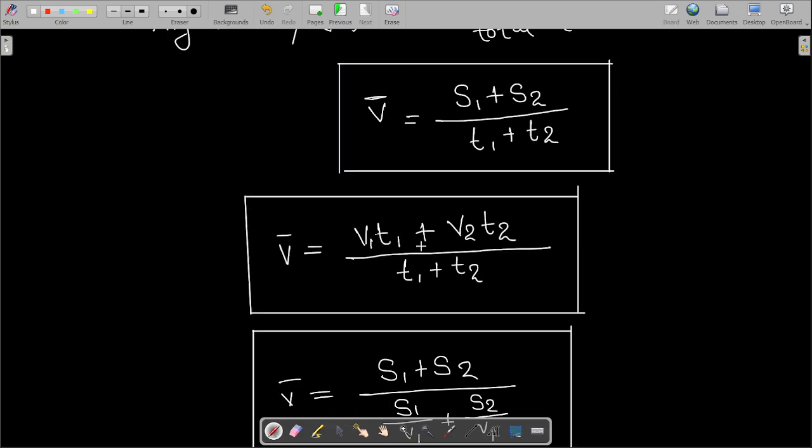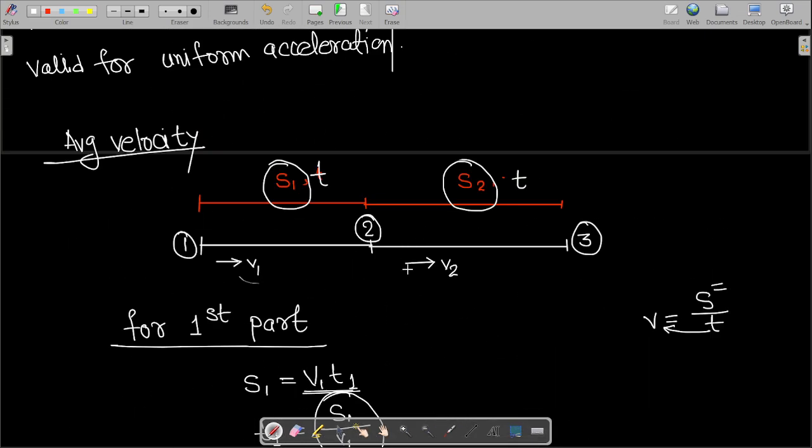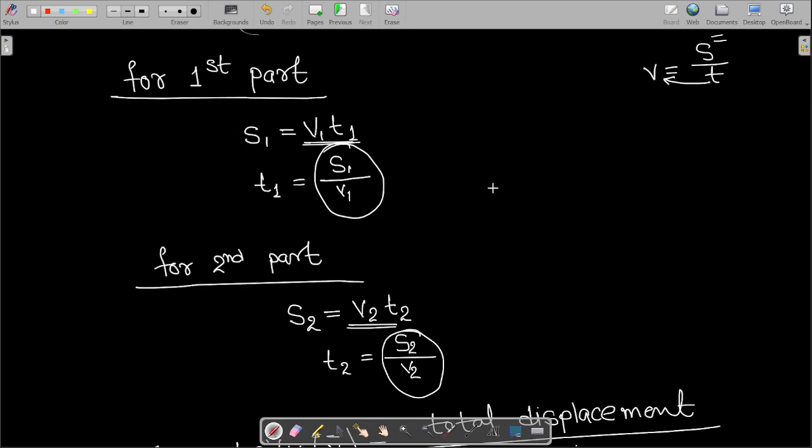In this case, the distance traveled from point 1 to point 2 is the same, that is s, but the time taken is different. t1 is the time taken to cover the distance from point 1 to point 2, and the distance from point 2 to point 3 is also s, but the time taken to cover it is t2. Now see what will be the changes here.